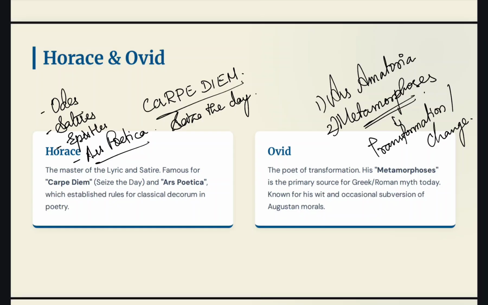And Ovid celebrates imagination more than political authority. You know what? Augustus banished Ovid, one of literature's greatest poets, who died far away from the city that made him famous.